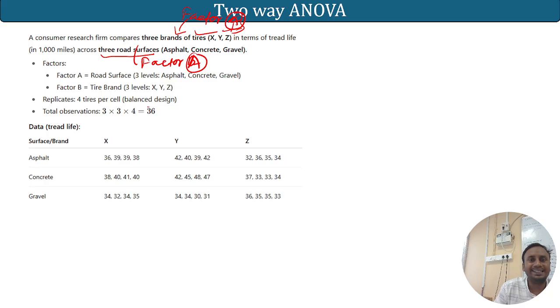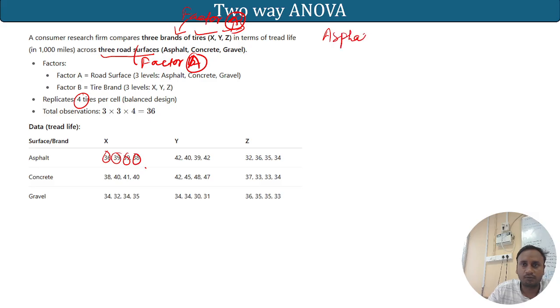Then in each case we have four replicates in the design. So the total number of observations will become 3 into 3, 9, into 4. So it will become 36. So now we'll segregate the data.